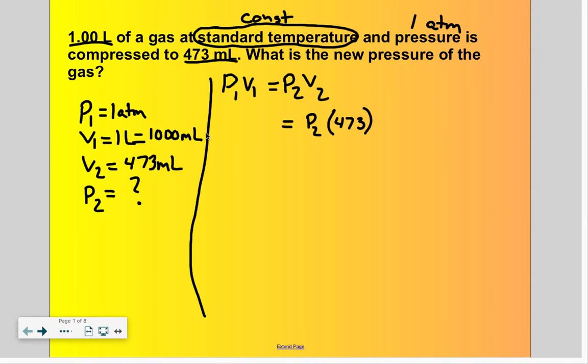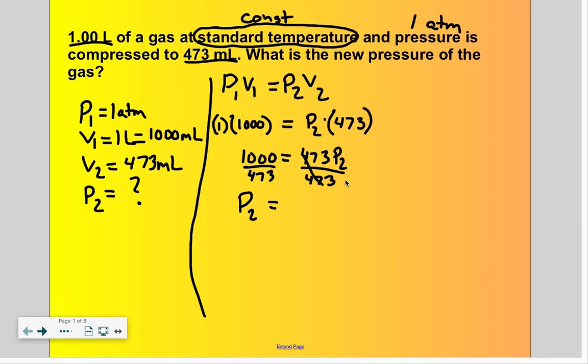Pressure once again is 1 atmosphere, but our volume is 1,000. So we have 1,000 equals, and what I like to do, and you don't have to do this, is I like my constant in front of my variable. So I know that it's P2 times 473, so I'm going to put the 473 in front, my constant and then my variable, which means that P2 is going to be equal to 1,000 divided by 473, because I would have to divide both sides by the 473.